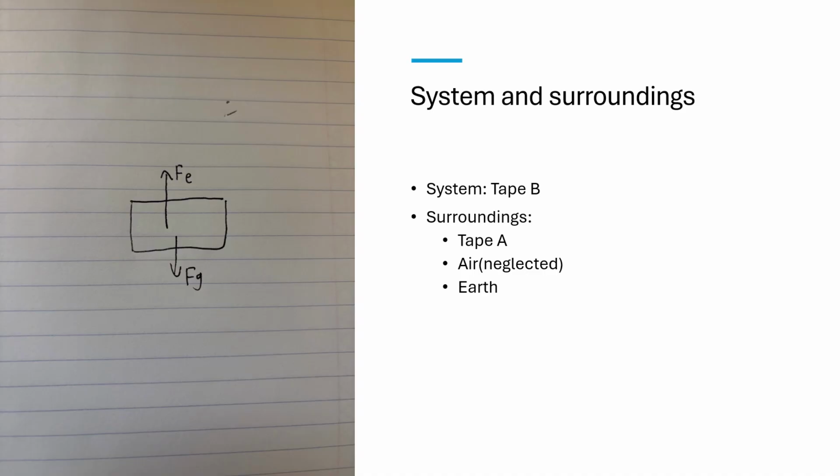Here's a simple free body diagram of the system and surroundings. So we have the system, which is the rectangle with the arrows, tape B, and the surroundings, which are the arrows pointing like the force: the electrostatic force from tape A pushing it up to make it float, and the force of gravity from Earth pulling it down.